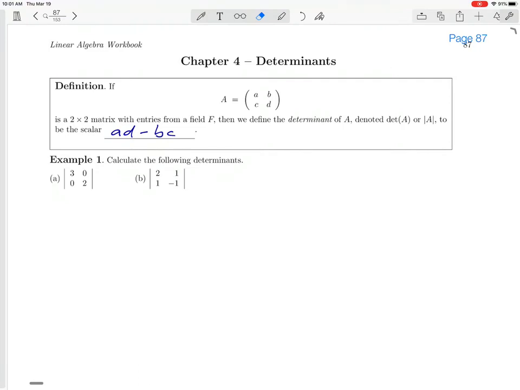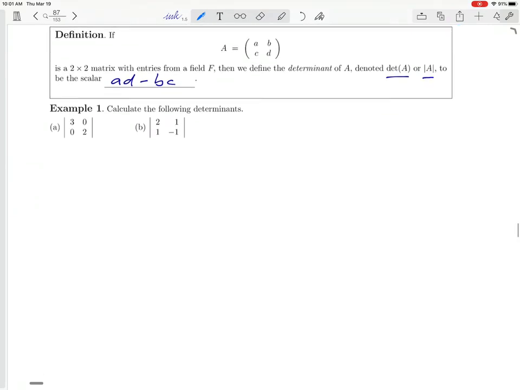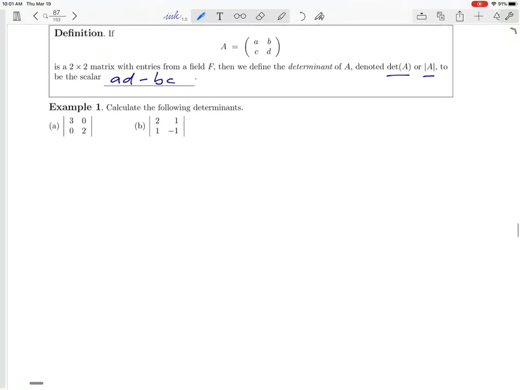Okay, you might also notice with this definition, we've got two notational ways of representing a determinant. We can write it either DET of A, or we can use the bar notation. Both of those symbols represent determinant. Okay, so that said, let's calculate a couple of 2 by 2 determinants together.